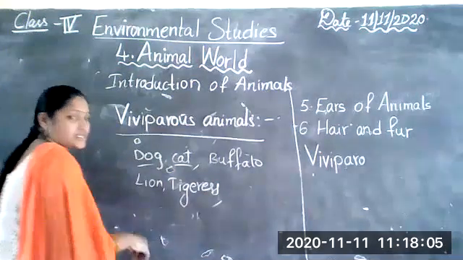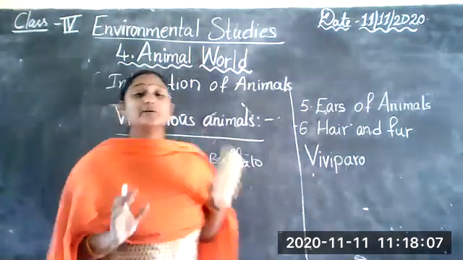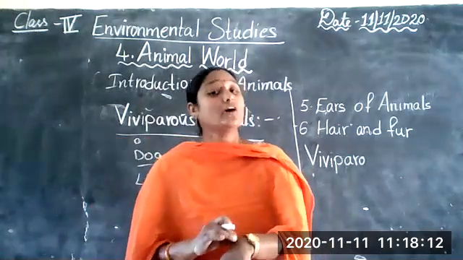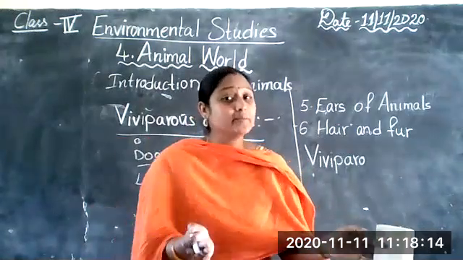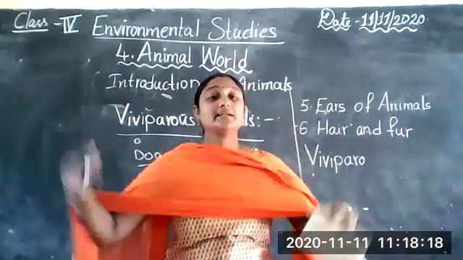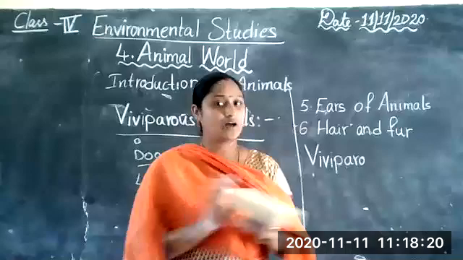Okay, and next. So these all are viviparous animals. Viviparous animals have hair on the skin. These type of animals directly give birth to young ones. They do not lay eggs.